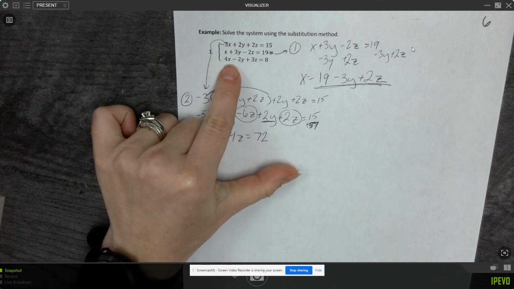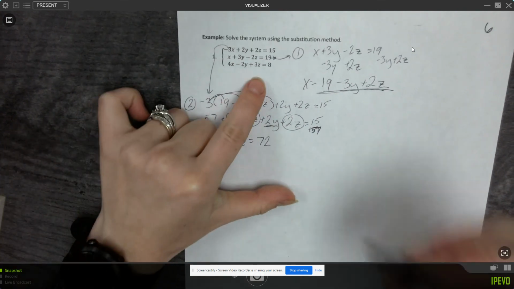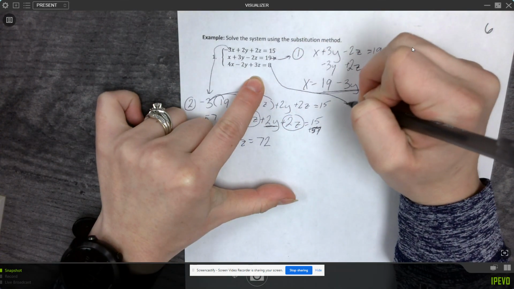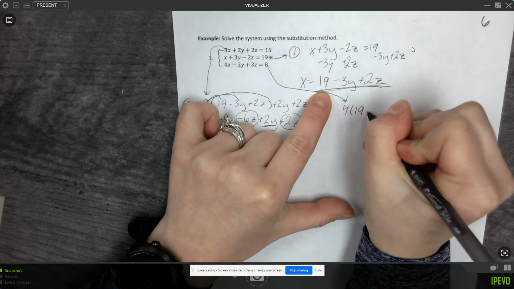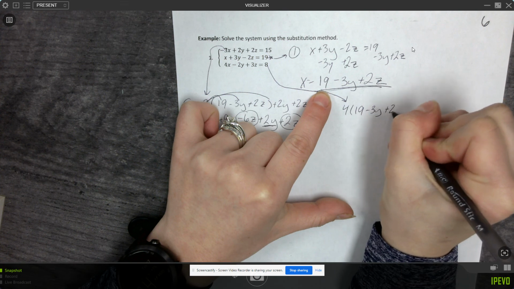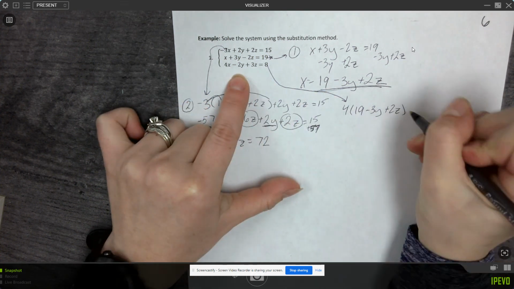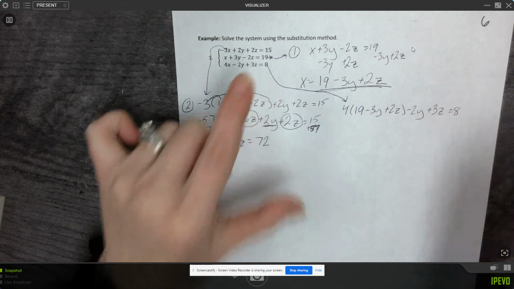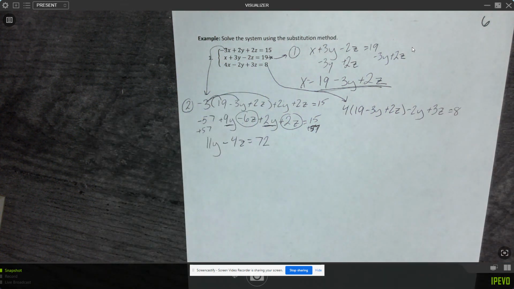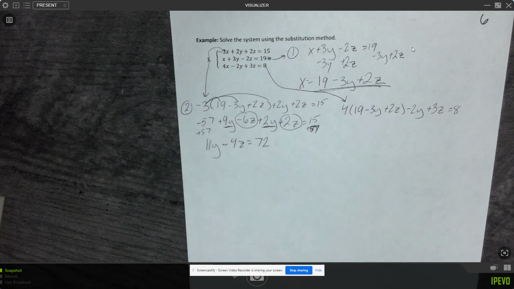Now we're going to take the third equation and do the same thing we did here. So third equation, we have 4. Take out x and plug in what we know. 19 minus 3y plus 2z, minus 2y plus 3z equals 8. And repeat the process we did here. Distribute and combine like terms.